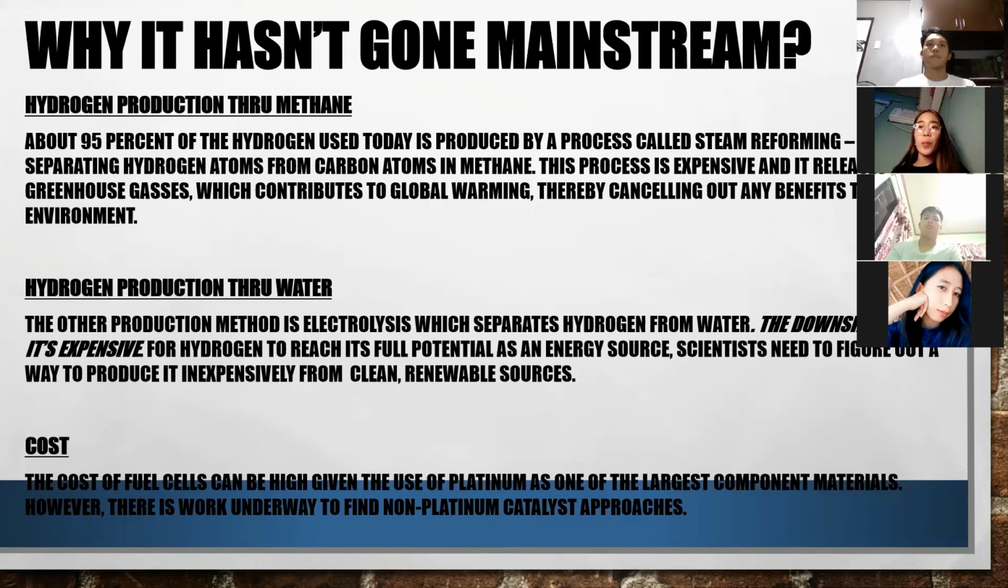For hydrogen to reach its full potential as an energy source, scientists need to figure out a way to produce it inexpensively from clean, renewable sources. And the cost of the fuel cells can be high given the use of platinum as one of the largest component materials. However, there is work underway to find non-platinum catalyst approaches.